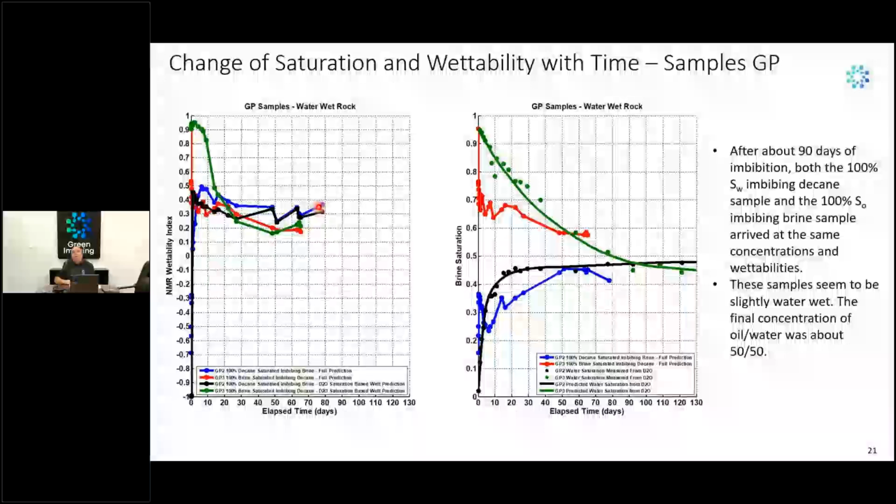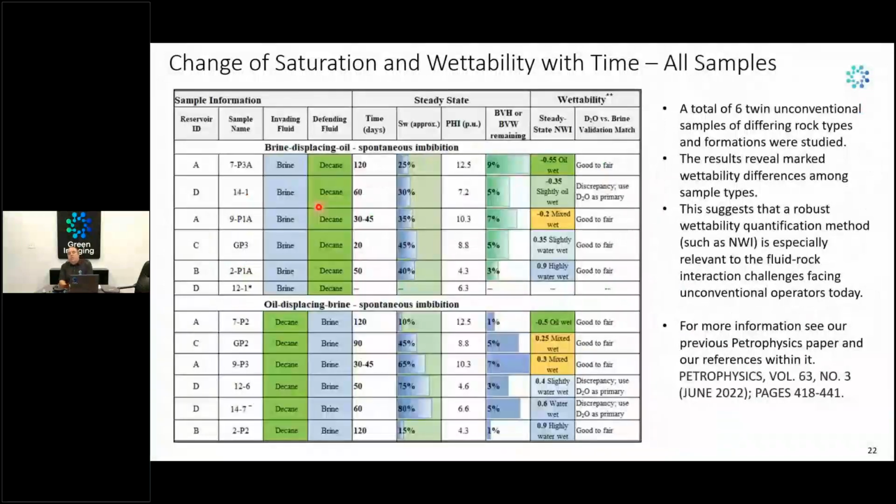Okay, so quickly, here's a slide of all the results for all 6 samples, all 6 twins we looked at. I'm not going to say too much about this. They had a marked difference in wettability among the sample types, and this suggests that a robust wettability quantification method, like the NWI method I'm presenting here, is especially relevant for unconventional samples.